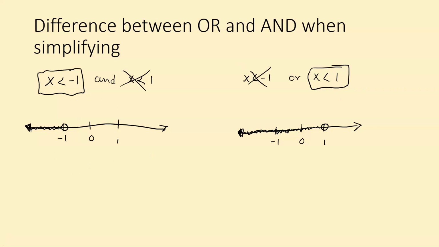So when we're using and statements, we have to simplify and use the less inclusive one. When we're using or statements, we can simplify and use the more inclusive one. So that is the difference. Think about what those words mean when you're trying to simplify these things. Make sure you take a note of this picture. Hopefully that helps illustrate the difference between and or.